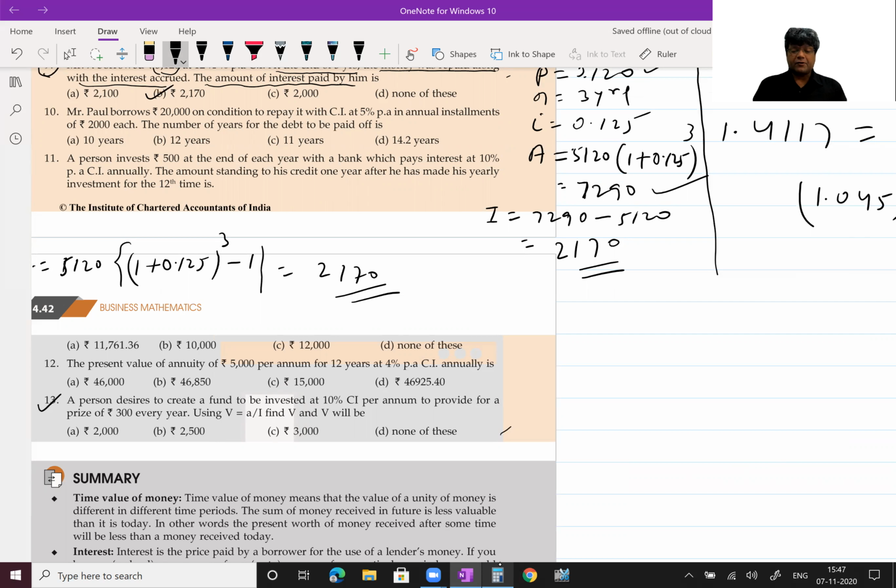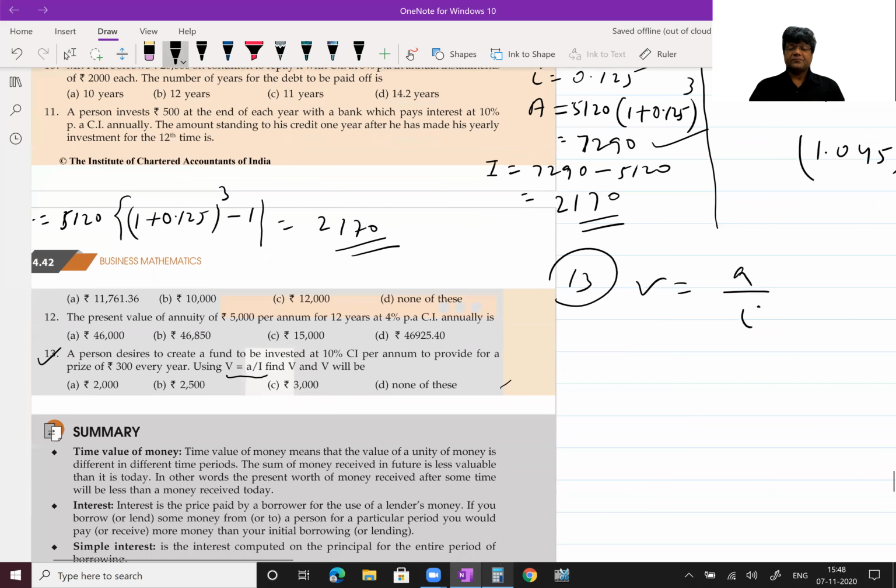But no problem, you don't have to think about that because the question has supplied the formula. They are saying using V is equal to A by I, find V. Simple, nothing to do. V is equal to A by I. But you know this is the formula of the present value of perpetuity. So here your A, that is the installment value, is 300, and the rate of interest I is 0.10. So it will be equal to 3000.